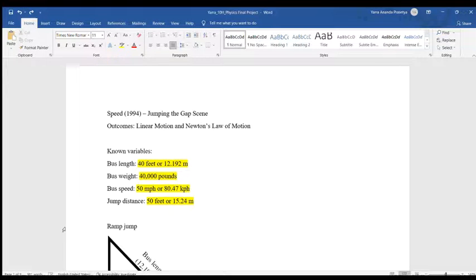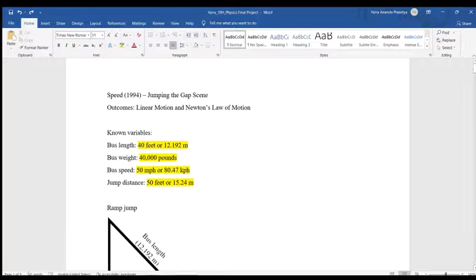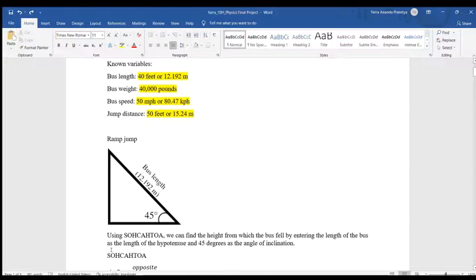The average bus length is about 40 feet or 12.192 meters, and the average bus weight is about 40,000 pounds. And we can see from the movie that the bus is traveling at about 50 miles per hour, or 80.47 kilometers per hour. And we can estimate the jump distance to be about 50 feet, or 15.24 meters. In the scene, we can see that the bus inclined upward, almost like a ramp jump.